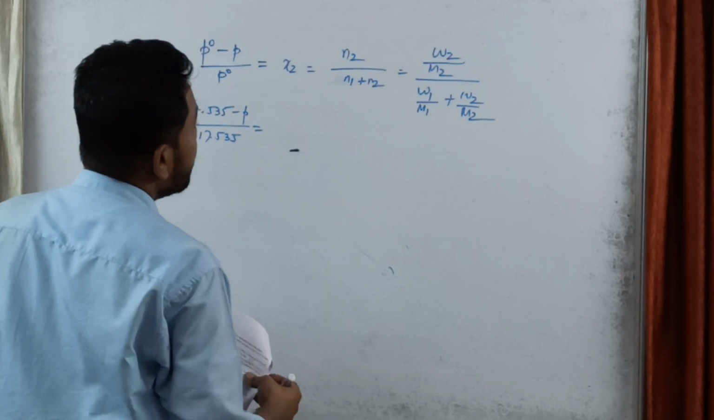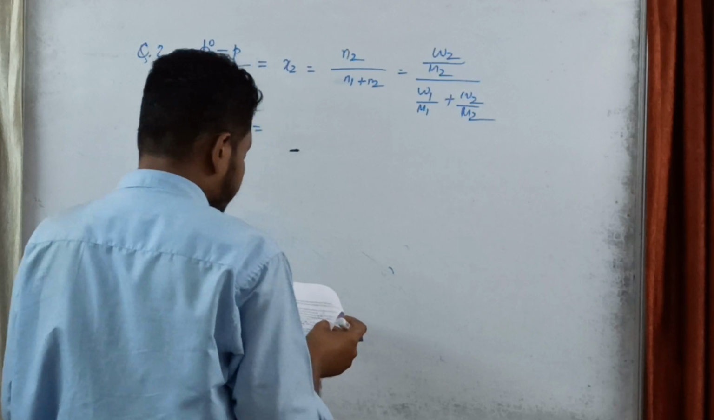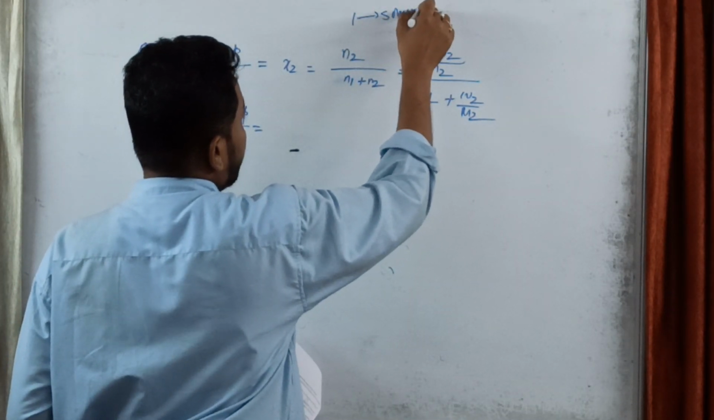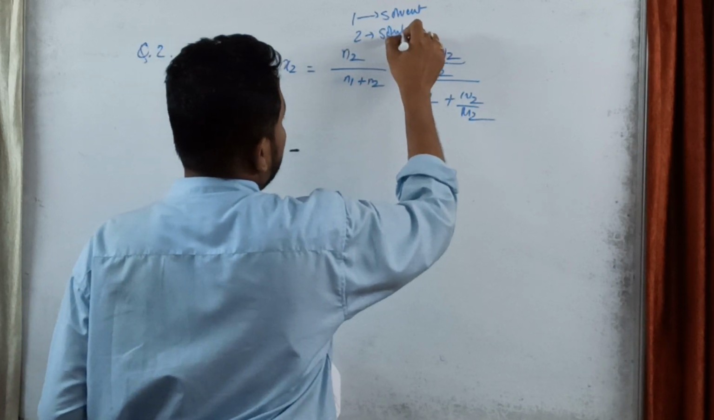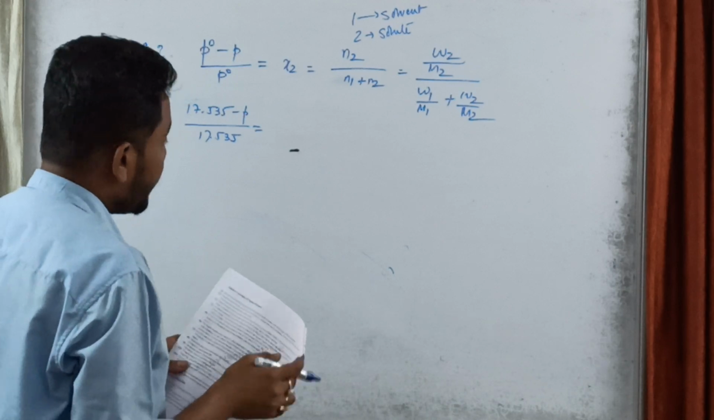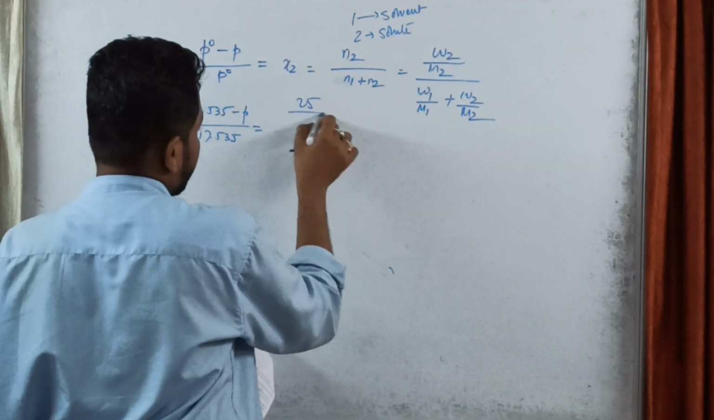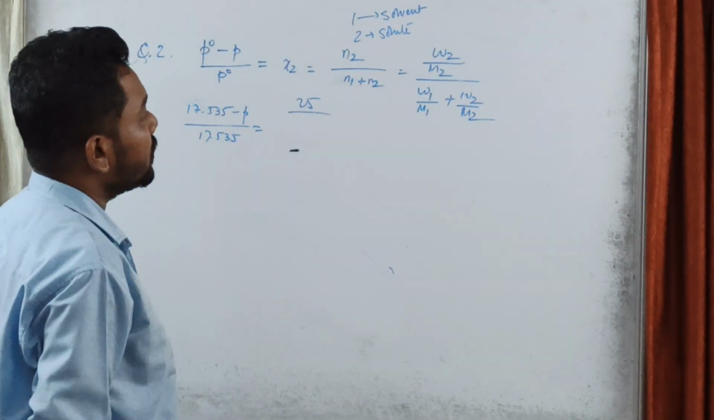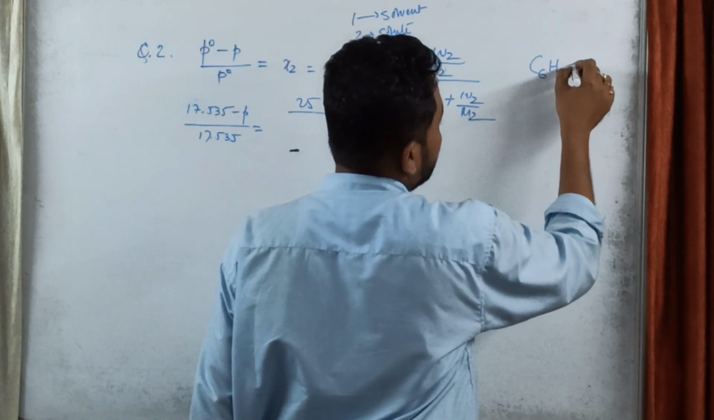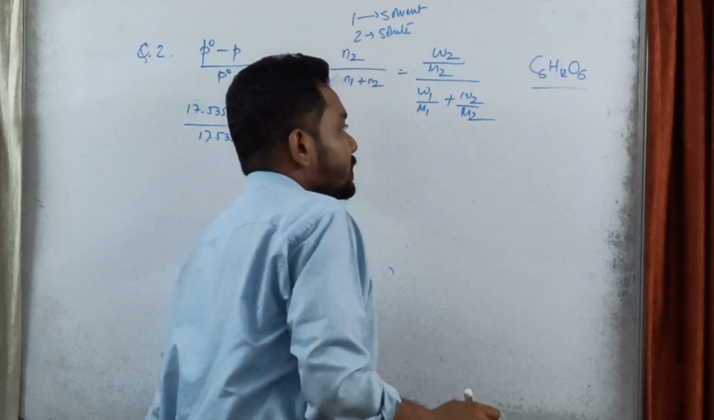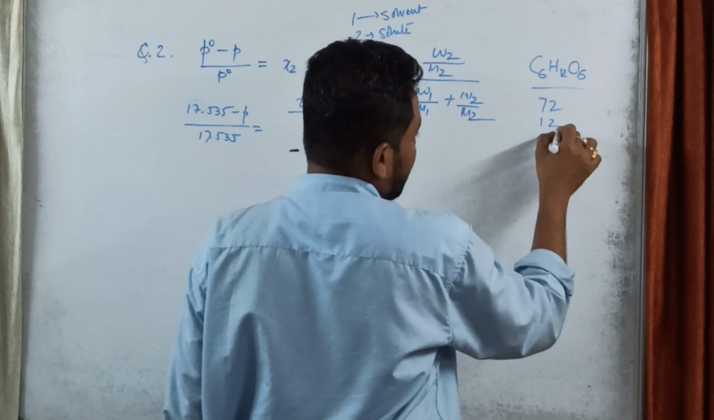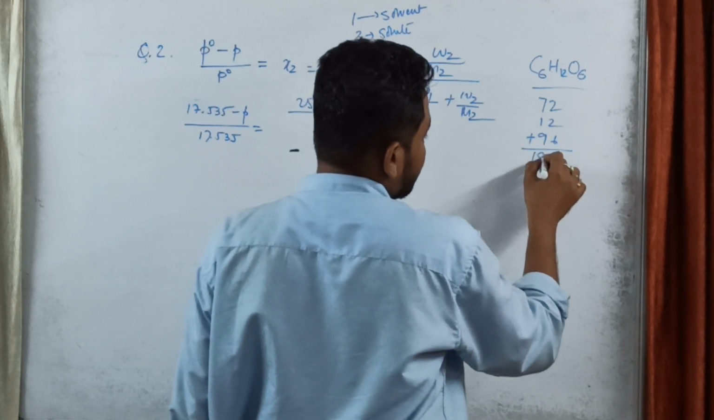That is coming out to be W2 by M2. What is W2 given? Always remember, 1 means solvent and 2 means solute. So W2, that is the weight of the solute. How much amount of glucose? 25. And M2, you need to know the formula of glucose in order to calculate the molar mass. Glucose is C6H12O6. So the mass is 72 plus 12 plus 96. What is the value? 180.